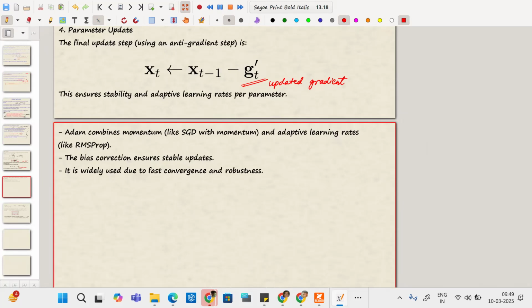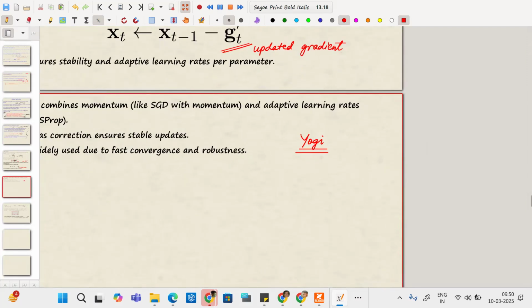There is something known as Yogi, which takes care of the demerits of the Adam optimizer. There is also something else I wanted to cover, but I will cover it by myself and share it with you. It is up to you to see it or not. It won't come in any exam, but till now it can. There is something known as learning rate scheduling.